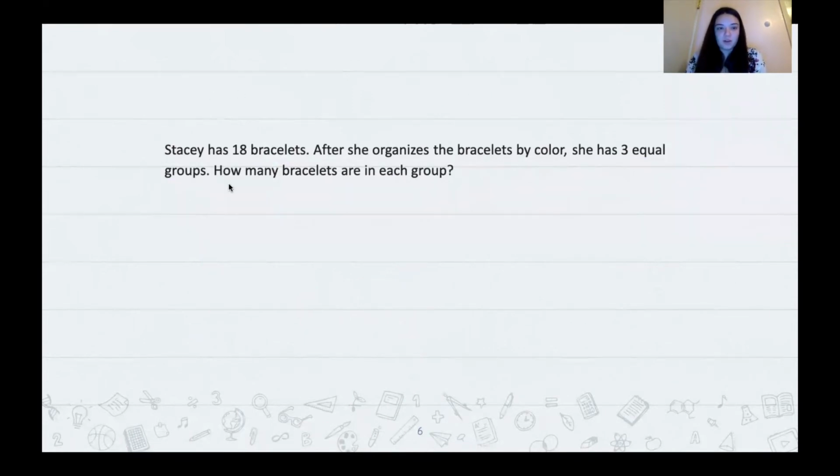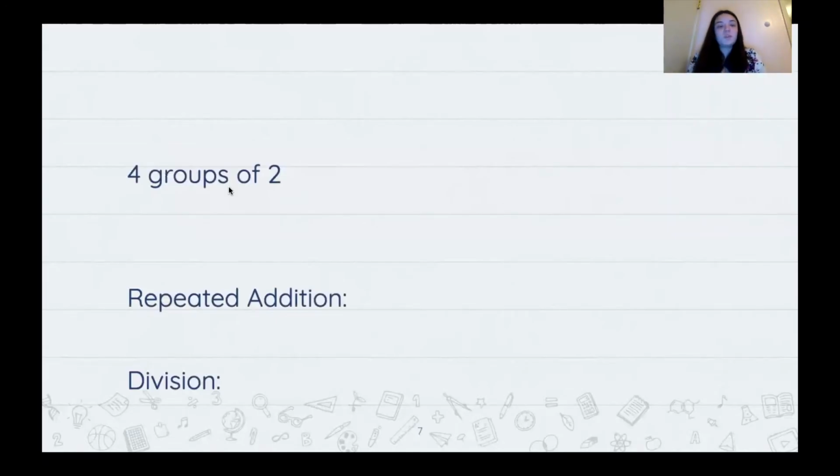All right, we're going to just keep moving along. So now it's asking us to write a repeated addition equation and a division sentence to make 4 groups of 2. So I'm going to start by just making it. So 4 groups of 2. So 1, 2, 1, 2, 1, 2, and 1, 2.